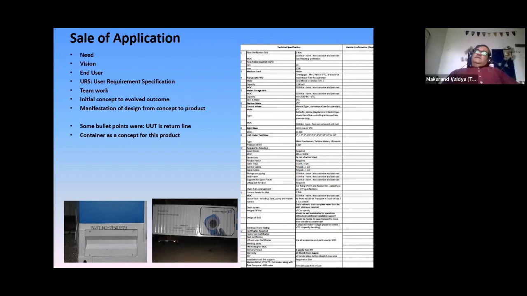Then I started searching for who would build the container for me, but I could not get anybody. In those non-traffic roads, I used to move in search of container fabricators, but I could not get anybody. Then I went to JNPT container yards. There I could get some help and some material, and I did that.